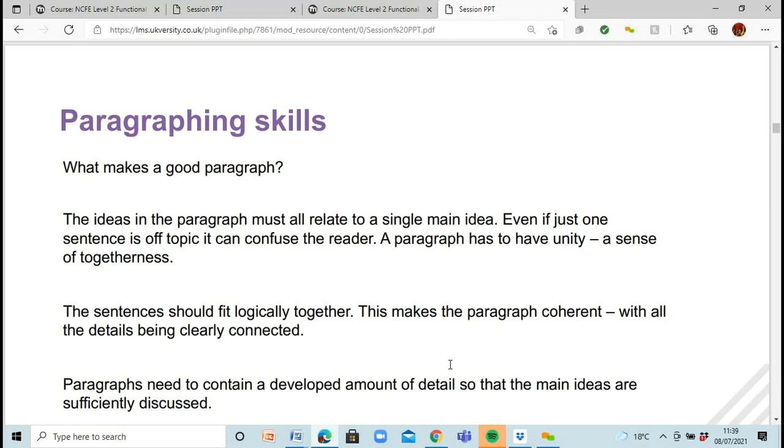The sentences should fit together logically, and this, again, like I said, makes it coherent, and it makes all the details feel connected. And again, the paragraph should be developed so that the amount of detail that you're putting in there is enough for someone to understand what you're talking about. So you're not giving too little detail, or going off into reams and reams of information when you could just do it in 2 sentences. Make sure that it's got the right amount of detail that will help you discuss what you're talking about.